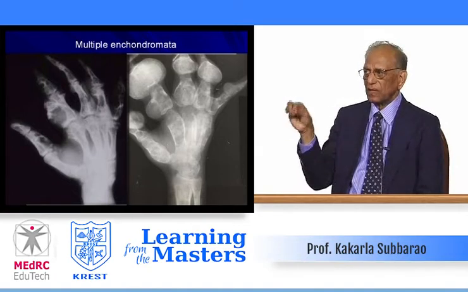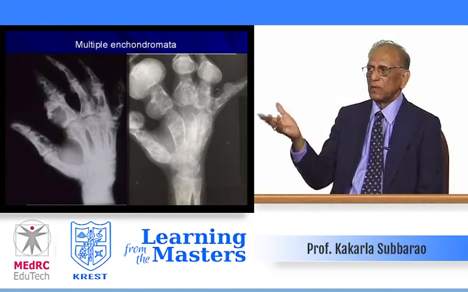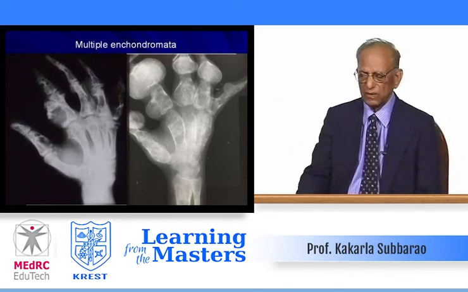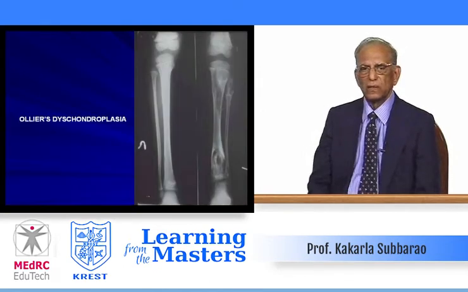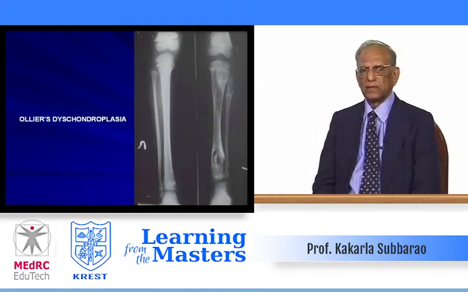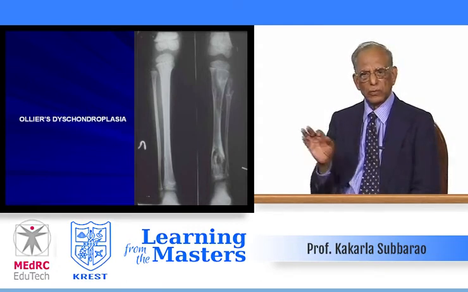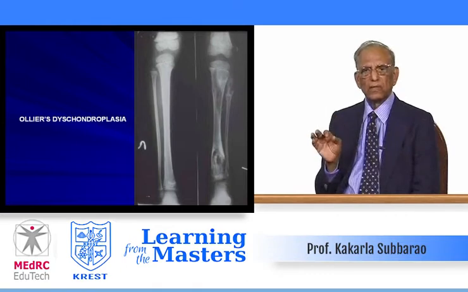Some of these are enchondromata, some of these are paraosteal or juxtacortical chondromata. There is one entity called Ollier's dyschondroplasia. Some people call enchondromata Ollier's disease, but there is a specific entity called Ollier's dyschondroplasia.